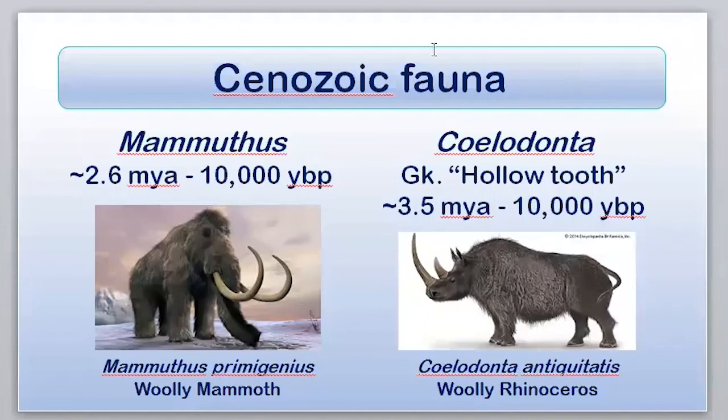So anyone else? So these are the well-known creatures from the Ice Age. Mammoths and the Coelodonta. Sir, the mammoths were around 13 feet tall and weighed around 6 tons. What about the other one? Okay, anyway. This is the Coelodonta, well known as the woolly rhinoceros. As it is described, it's a woolly rhinoceros.